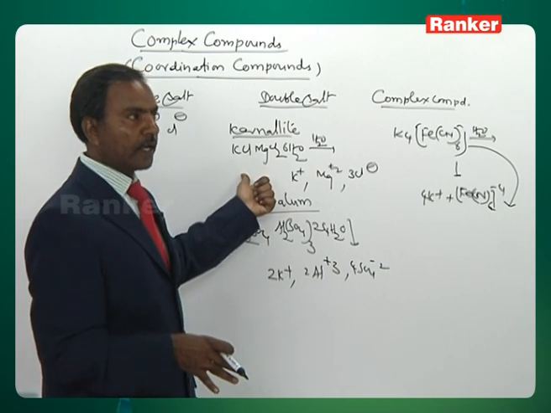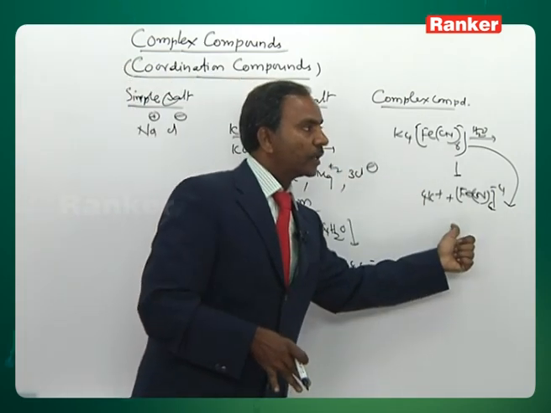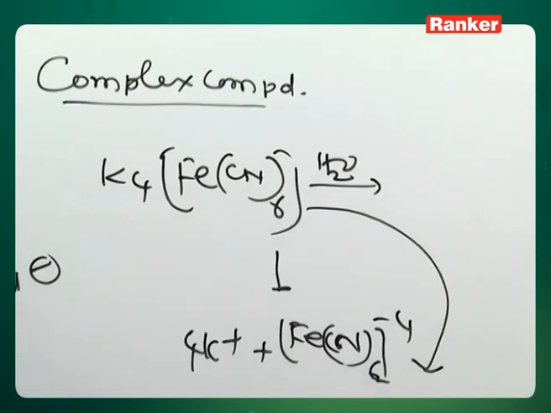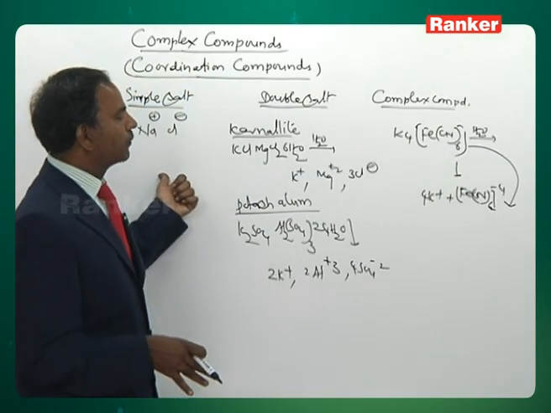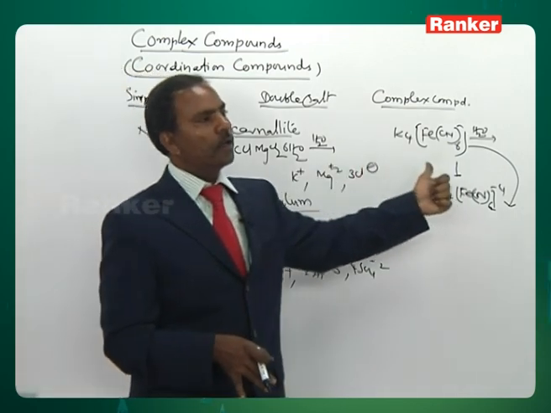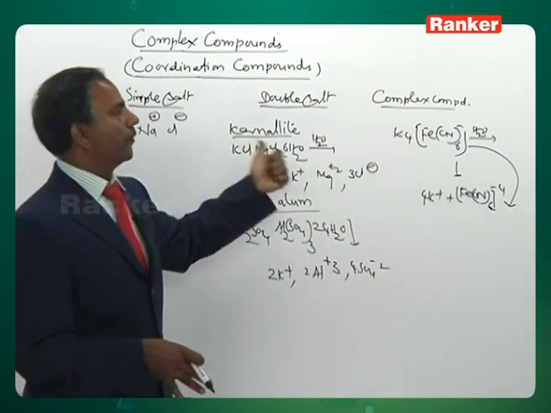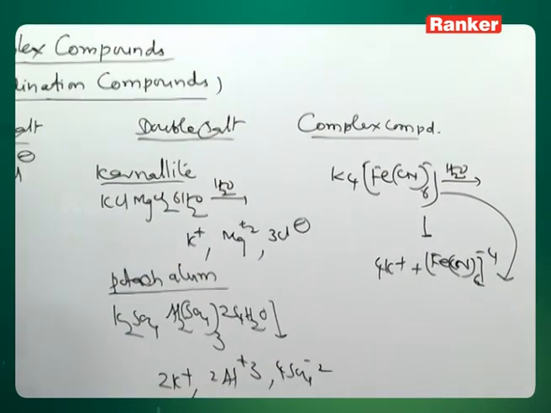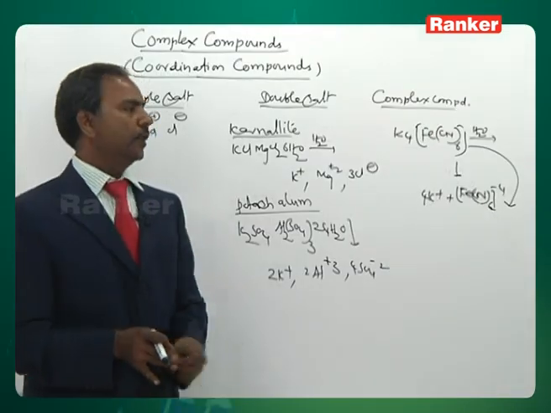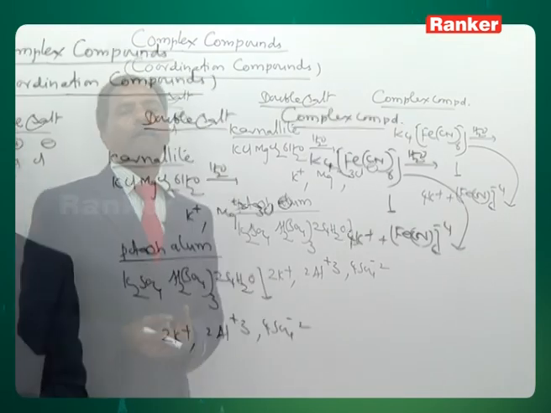Undergoing complete ionization, versus undergoing partial ionization, where the complex ion does not ionize, we call it a complex compound. A simple salt, a double salt, and a complex compound: these are the three definitions. Next, let us see what the parts of a complex compound are.